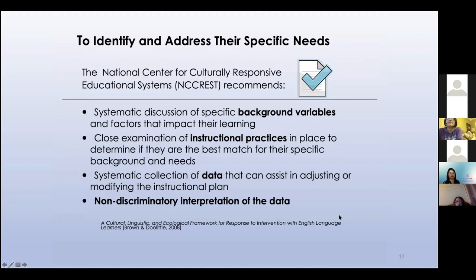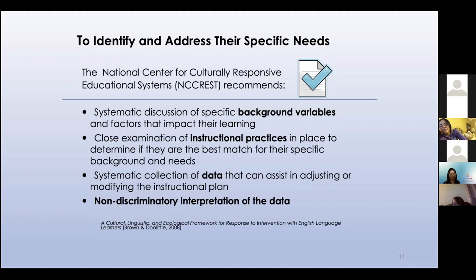To identify and address the specific needs, the National Center for Culturally Responsive Educational Systems, NCCRESt, recommends that we take a look at the background variables of the English learners, because we have to look at the factors that are impacting their learning. We have to look at the instructional practices, of course. Like I said, it doesn't mean that in 5 years they will automatically develop CALP. No, we have to use good research-based instructional practices. We have to collect data that can help them, and then use that data to adjust, with progress monitoring and graphing data. That's a must, because we have to make decisions based on data. But the most important thing to me, this is where you become really culturally competent, is that you have to learn to use non-discriminatory interpretation of the data, because we can collect data all we want.